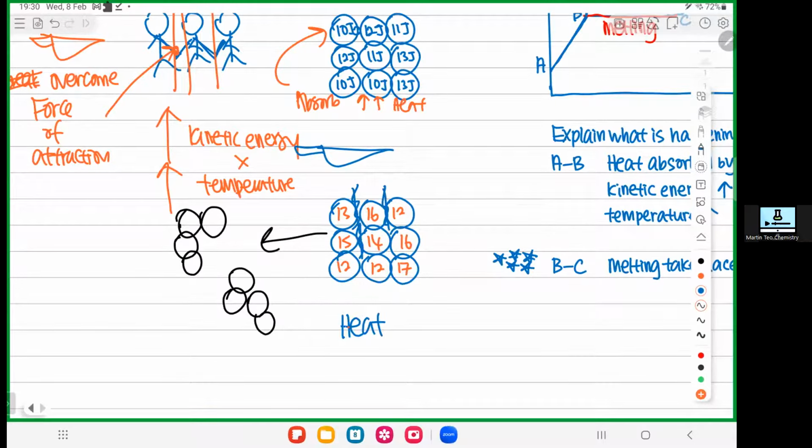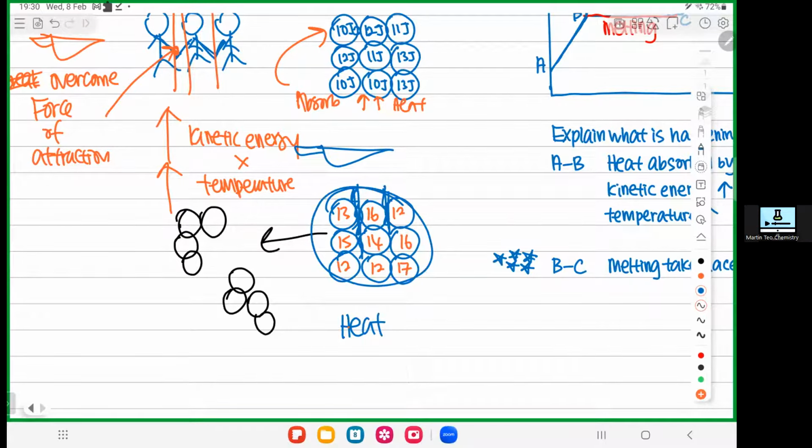So when you use the heat to break them, does the heat go into the particle? No, the heat didn't go in. The heat didn't go into the particle. All the heat, you use it to break them apart. You use the heat already. So when you use the heat, no more heat can go into the particle. So when no more heat can go into the particle, all the energy here didn't change.